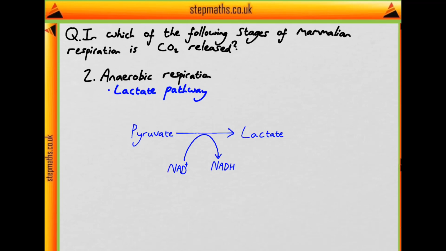But is there a change in carbon number between these two compounds? No, both pyruvate and lactate are 3-carbon compounds, and so there's no release of CO2 in anaerobic respiration in mammalian respiration.